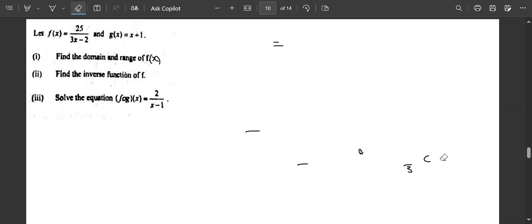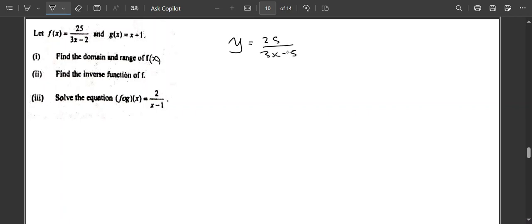Okay, so what you are going to do here is to find the inverse of this one. You equate this one equal to y just like that. So we have 25 over 3x minus 2.